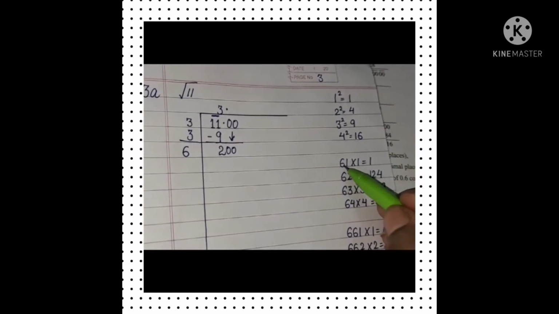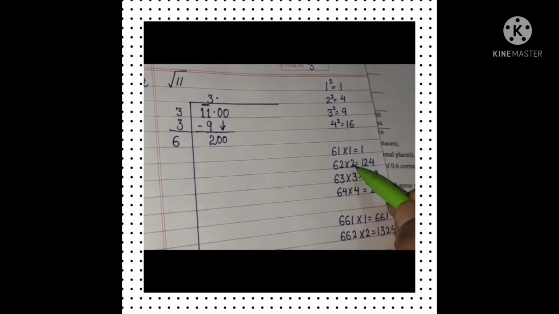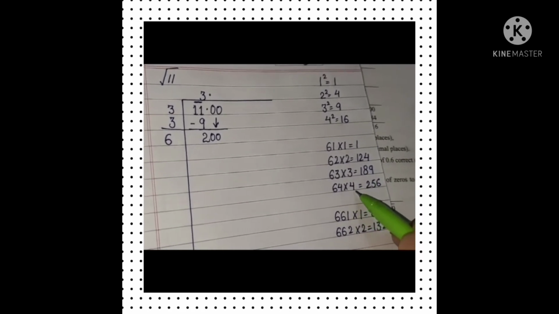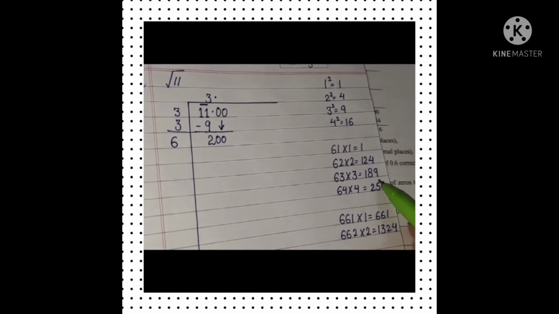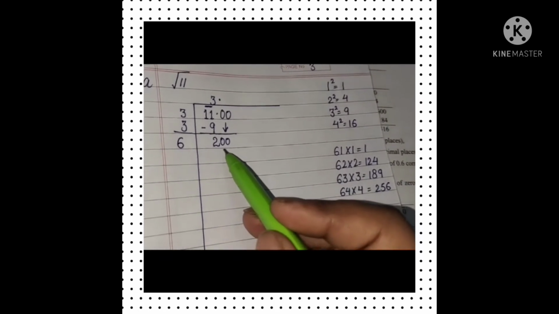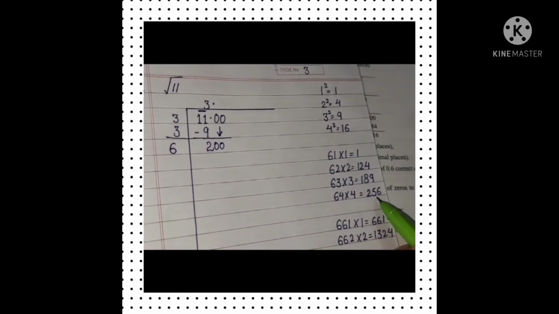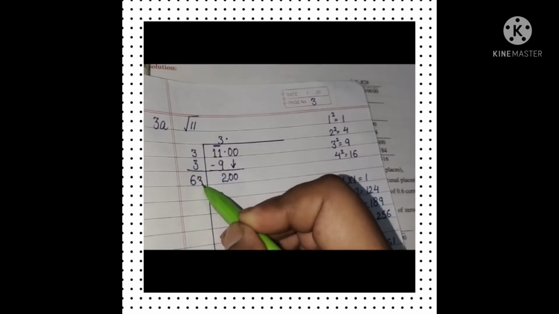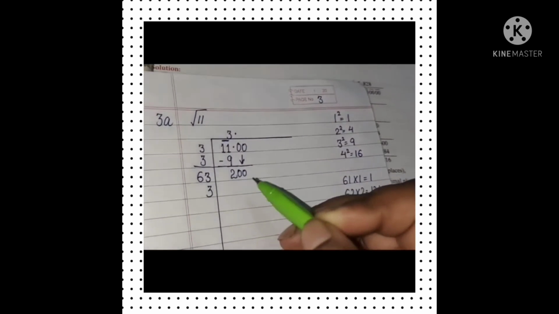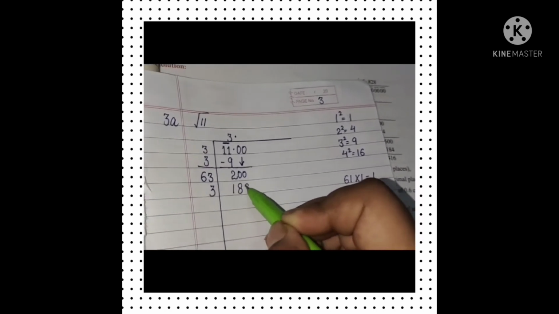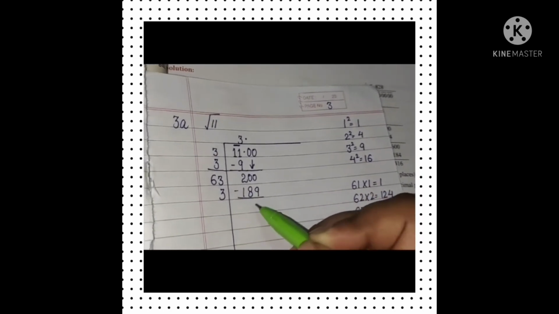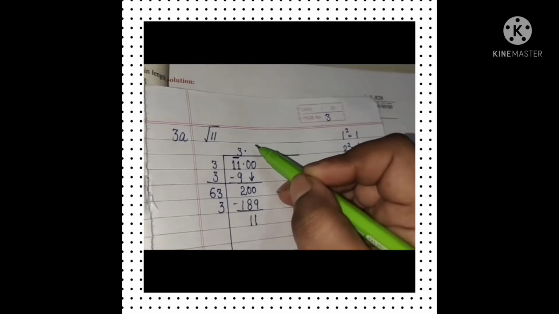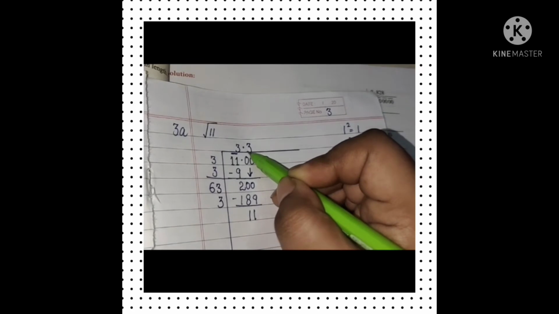Let us take 61 into 1, 61. 62 into 2, 124. 63 into 3, 189. 64 into 4, 256. And 256 is greater than 200. So we cannot take 64. We have to take 63. So the next digit will be 3. So 63 into 3 gives 189, and 200 minus 189 gives 11. We have taken 3 as the next digit, so the next digit of our answer will also be 3.